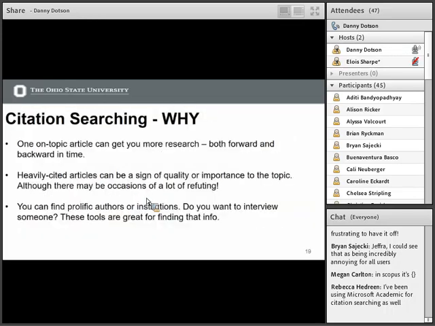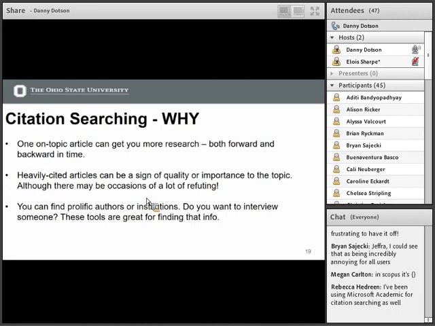So if you find one on-topic article, you can find a lot of things. I often point out that if you can find a really good article that is also heavily cited, there's probably a good reason for that, and you really want to check out that article and see what's going on. On occasion, maybe there are a lot of people that really hated that article and are refuting it for some reason. Maybe there was a lot of bad research in it.